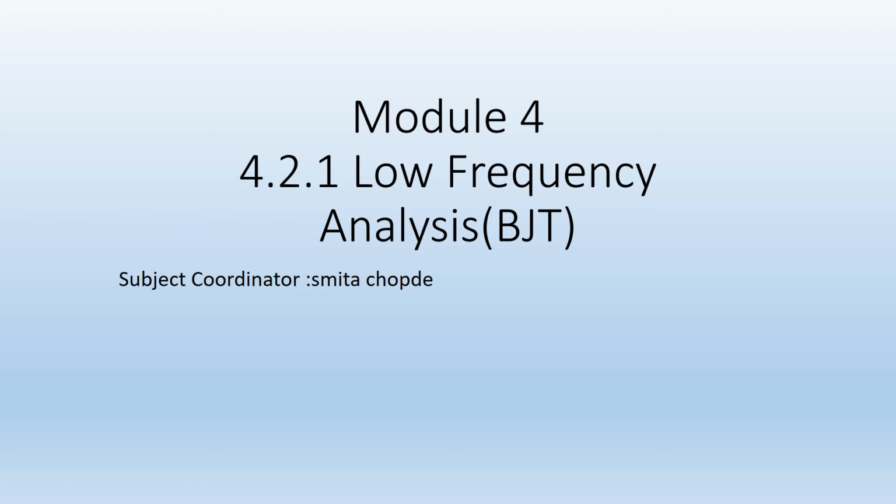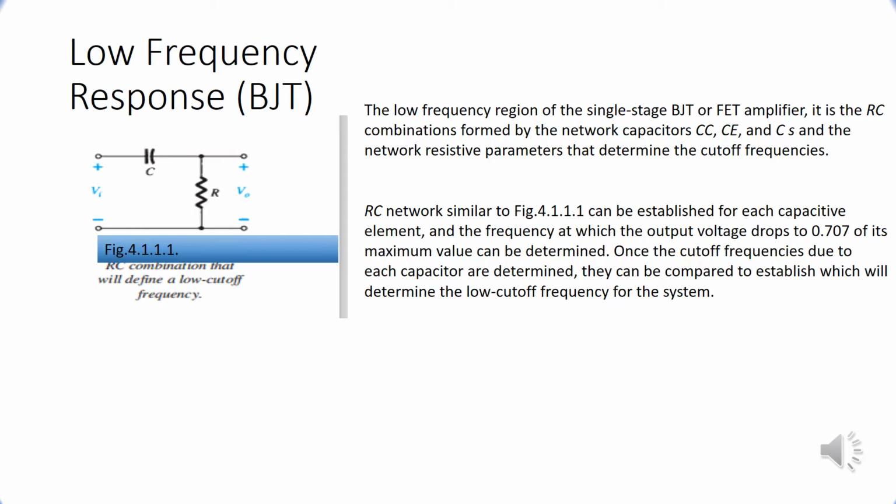Okay, this is module 4 where I will be discussing the low frequency analysis of a BJT amplifier. This slide explains the low frequency response of a BJT amplifier. Here we are considering a simple RC circuit which works almost as a high pass filter. So we are trying to understand the effect of this circuit at the various levels of our system, which will be explained in the coming slides.